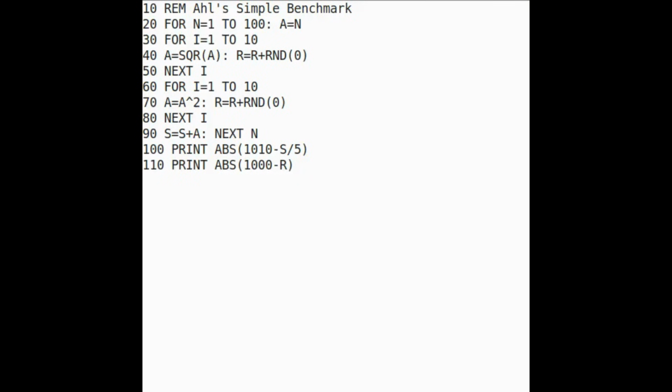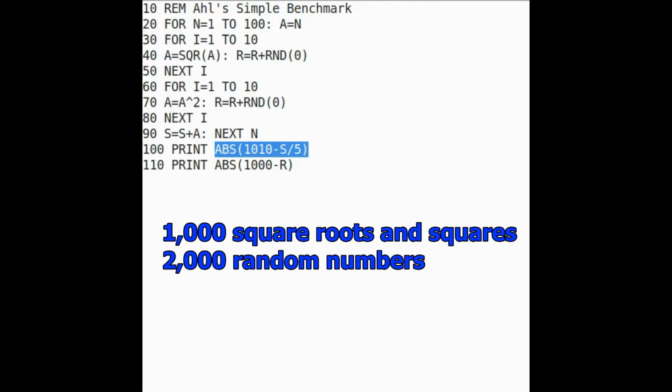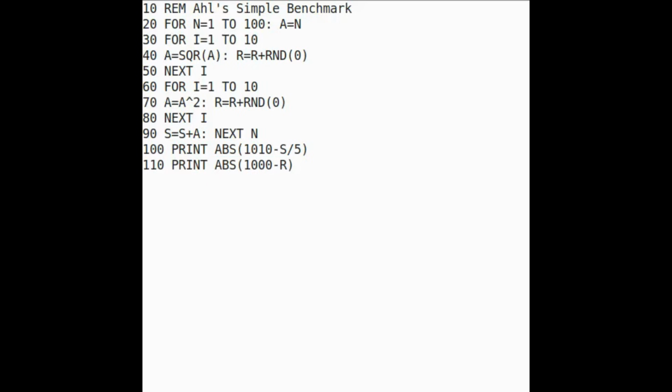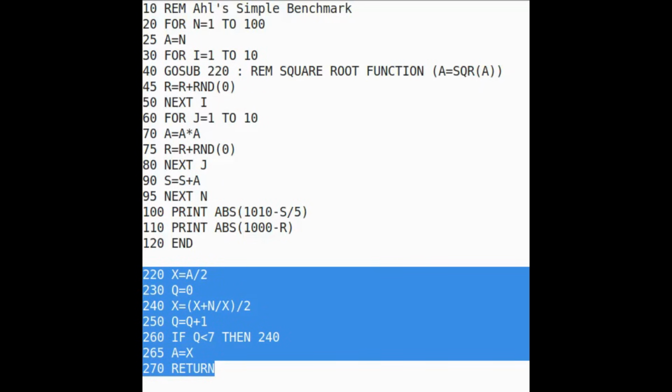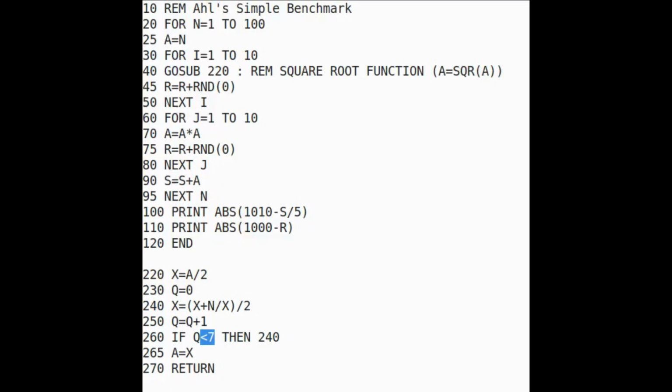Okay, here is David Ahl's simple benchmark from back in 1983. The closer you are to 0, the better. And also, with this formula, the closer you are to 0, the better. Now, that's just all fine and dandy, but this is going to present a problem for 4K BASIC. So what we're going to do here is create a subroutine in BASIC that will give us the square root. And 7 iterations is pretty good for about 6 decimal places of accuracy, which is pretty darn fine. That's going to be great for us.